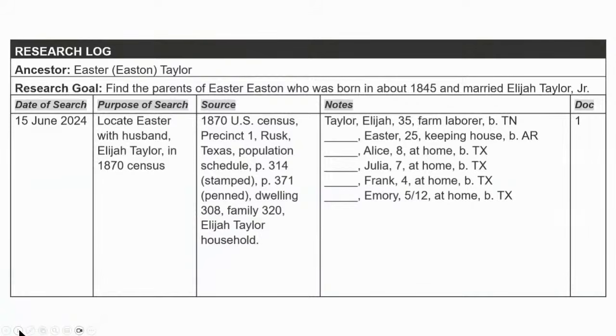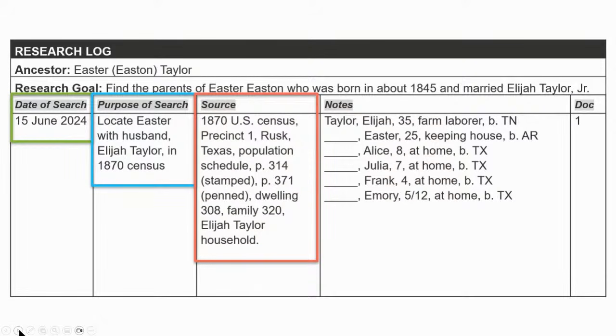I recorded the date of my search on my research log, the purpose of my search, which was to locate Easter with her husband, the source citation, which tells me exactly where I found the record, my research notes, which is telling me what was in the record so I can look at it and remember really fast, and then the document number so I can organize my research notes. This will help me remember what I found and return to the document really quickly if I need to. It will also make it easier for me to collaborate with others and share my results.